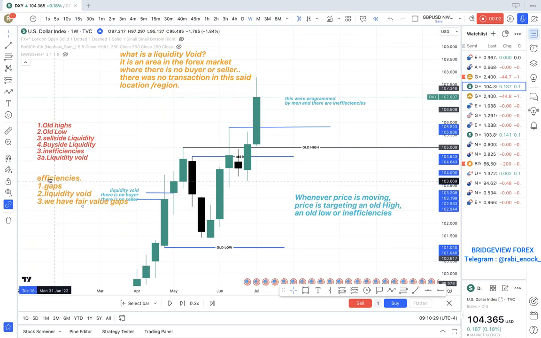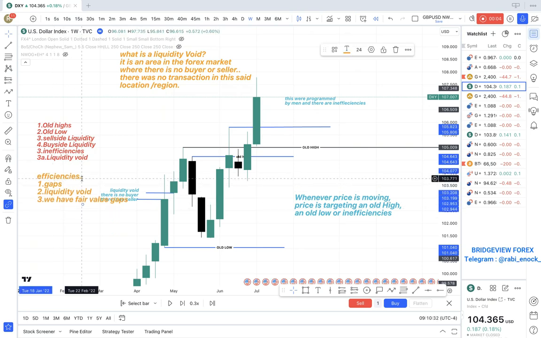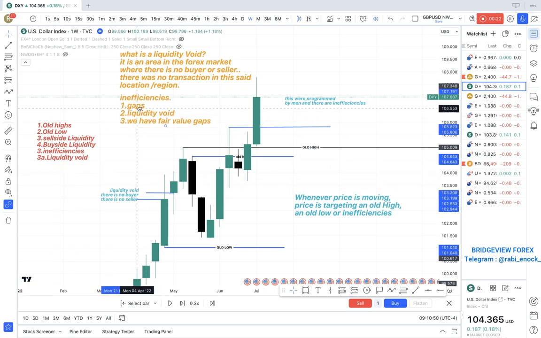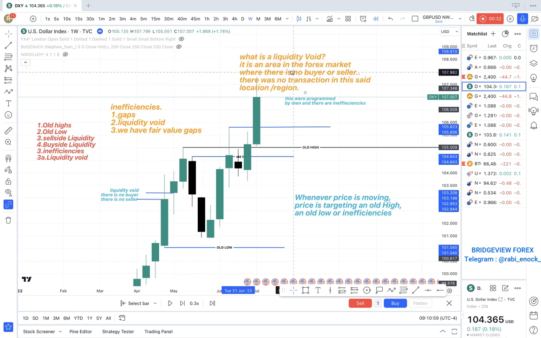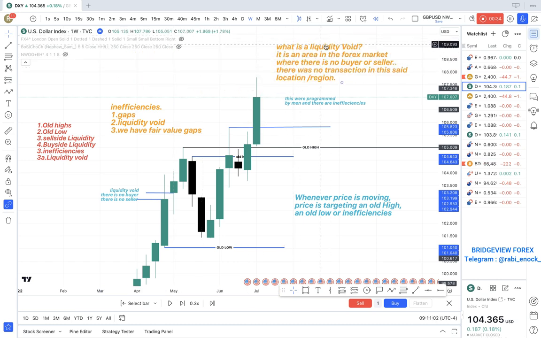So with the inefficiencies, we have gaps, we have liquidity voids, we have fair value gaps. We already discussed the liquidity void, and that's your assignment for this week.